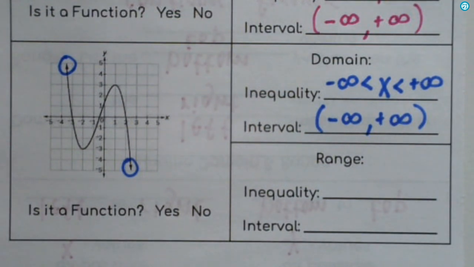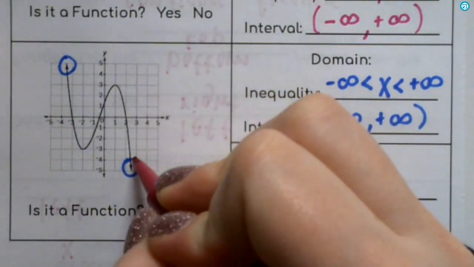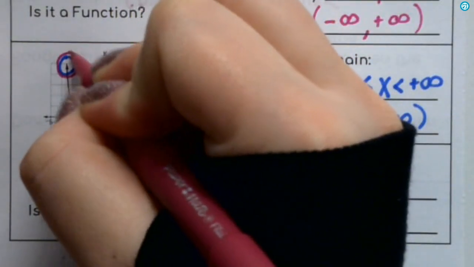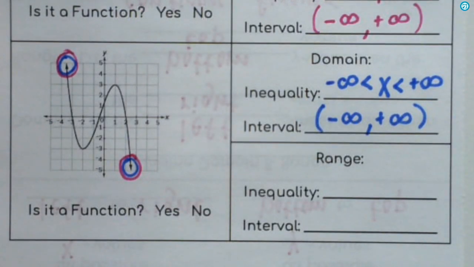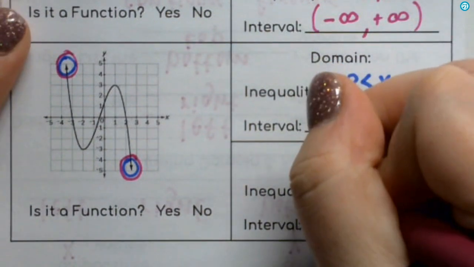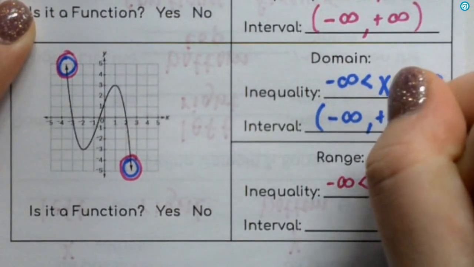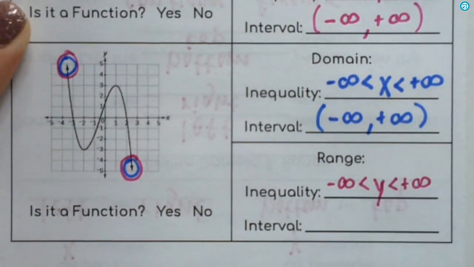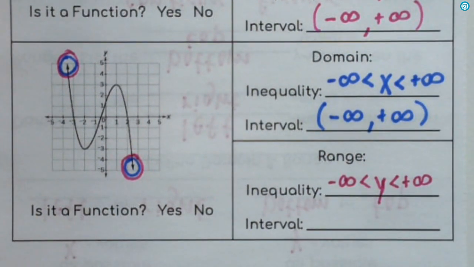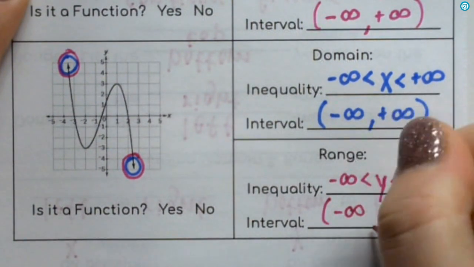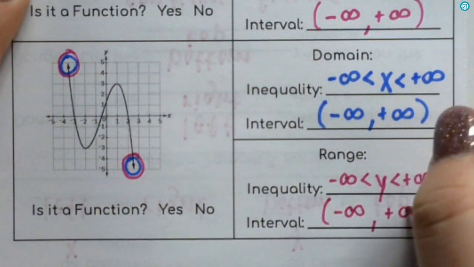And then for our range, same thing. The lowest thing on our graph is an arrow. The highest thing on our graph is an arrow. So from low to high, it is negative infinity is less than y, it's less than positive infinity. And in interval notation, it's going to be negative infinity to positive infinity.